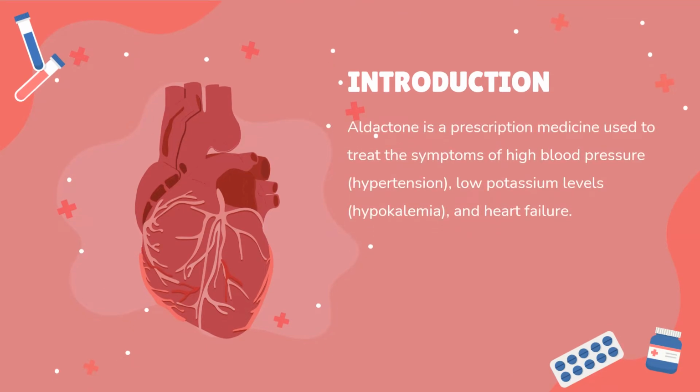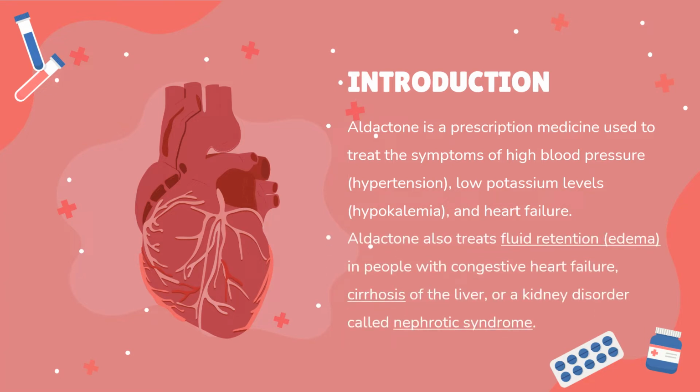Aldactone is a prescription medicine used to treat the symptom of high blood pressure or hypertension, low potassium level, hypokalemia, and heart failure. Aldactone also treats blood retention, edema, in people with congestive heart failure, cirrhosis of the liver, or a kidney disorder called nephrotic syndrome.